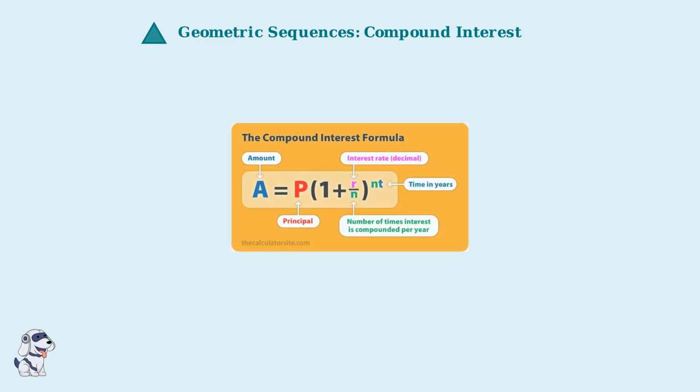The compound interest formula shows how your investment grows geometrically. Each period, your balance is multiplied by the same growth factor, creating a geometric sequence. Unlike simple interest, compound interest grows exponentially because you earn interest on your interest. This multiplication by a constant ratio is the hallmark of geometric sequences.